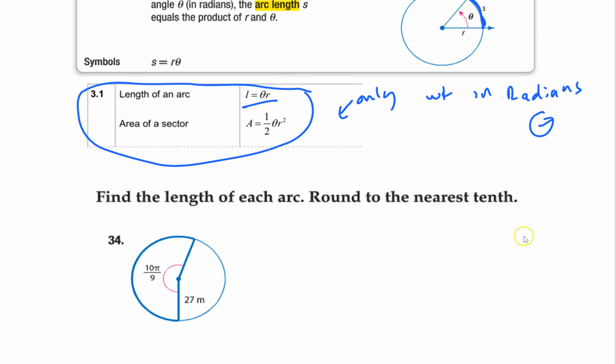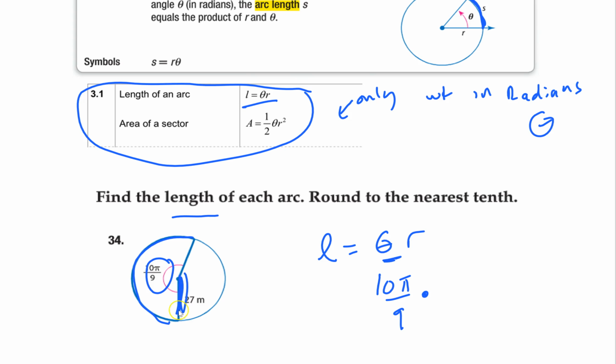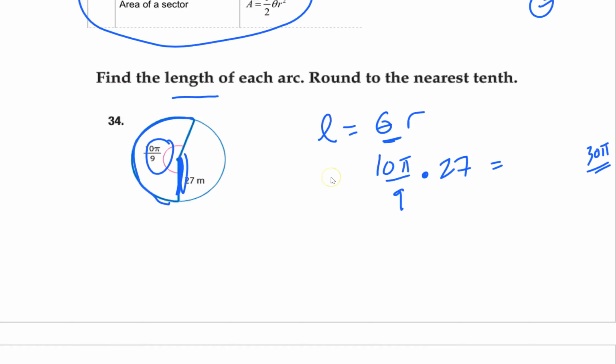So look at the first one. Find the length of the arc, round to the nearest hundredth. So arc length, just using the formula, is this. We need a couple things. We need the arc length. Hey, they told me 10 pi over 9. How lucky. And I need the radius. In this case, the radius is 27. Right, radius is from the center to the end of the circle, so 27. Multiply these together if you want, and you're going to get 30 pi. That's how you use arc length. Using these formulas, plug it in.